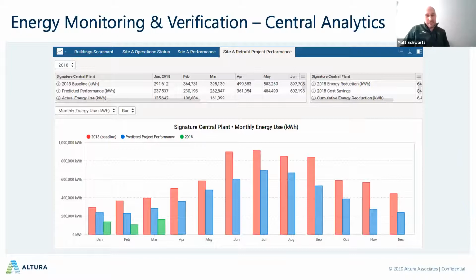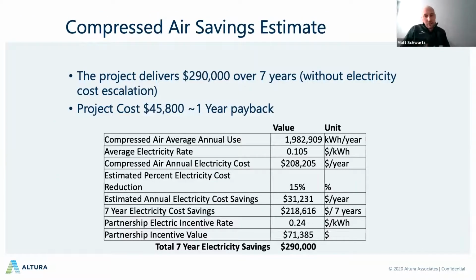Next slide, John. And then lastly, just want to show that this is a real project. It cost the customer $45,800 to do it, and it delivered close to $290,000 over 7 years once we took into account incentive. And this is with no escalation, but all of the leak repairs and issues that we fixed translated to, I think, about a $31,000 reduction in electricity costs. Add that to the incentive, and this was less than a 1-year payback project.